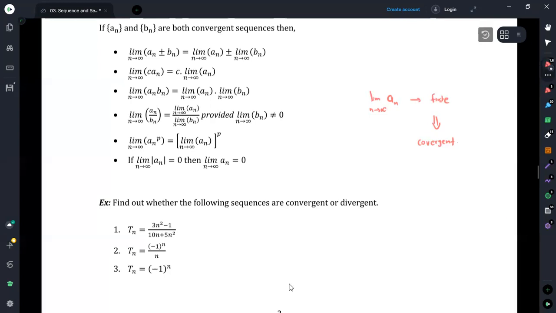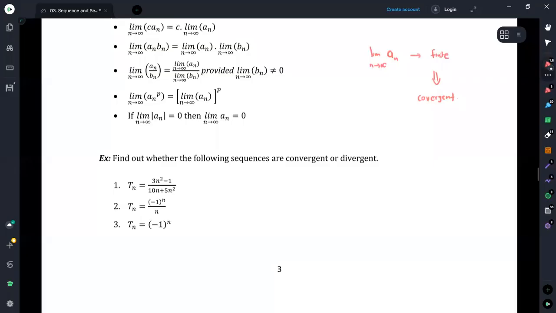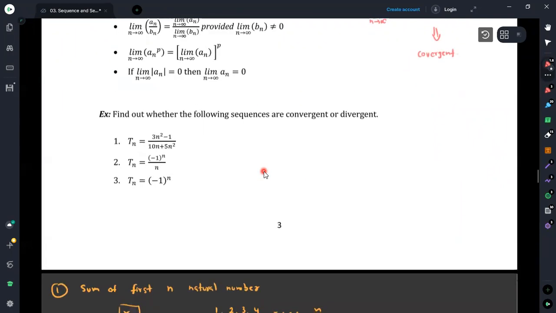Therefore, here three exercises are provided, and now we will try to find out whether the given sequences are convergent or divergent. Now we will discuss how to find out whether these sequences are convergent or divergent. The first sequence is given as Tn equals 3n squared minus 1 over 10n plus 5n squared.